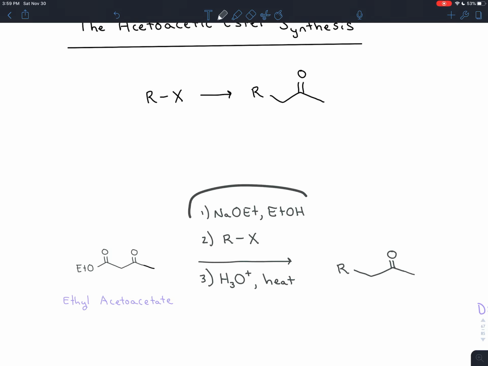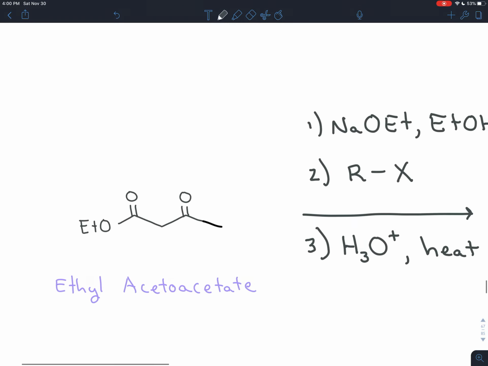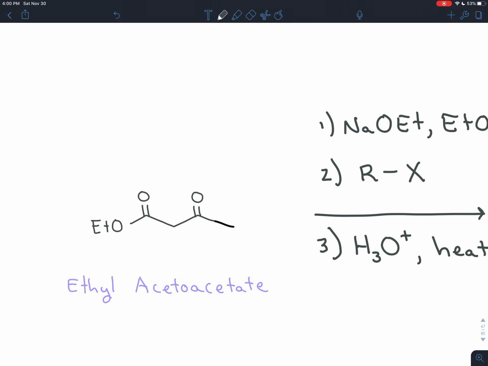We still have sodium ethoxide and ethanol as our first step. We still have an alkyl halide as our second step. And we still have aqueous acid, so hydronium, and heat as our third step. The only difference is the molecule we begin with, and this is really, really similar.